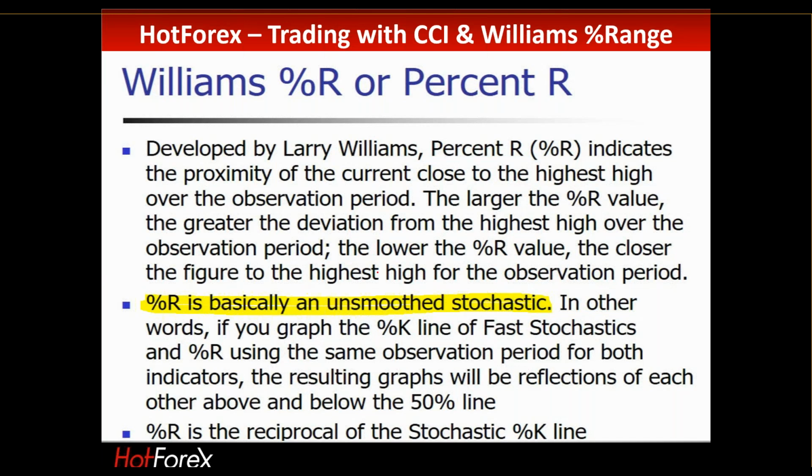So it's like a stochastic. It's exactly what it is. You're probably more familiar with stochastics, but this works just as well. So it's an unsmooth stochastic, basically. Instead of being smoothed out by the K line and what have you, it's an unsmooth one. So it's a bit more basic, I suppose you could say. So it's smoothing out the fast and the slow.